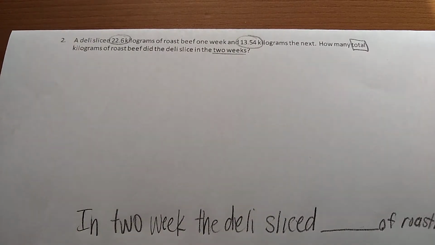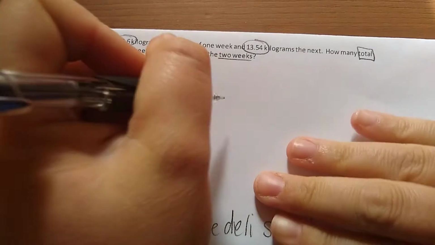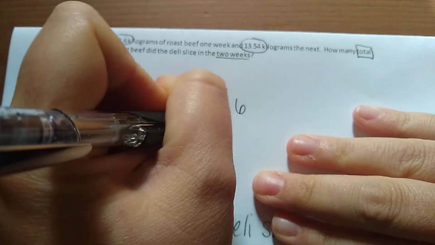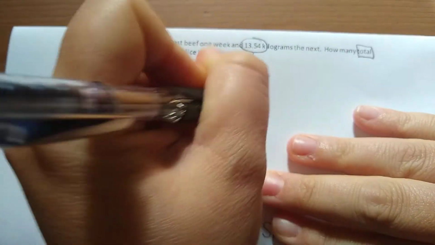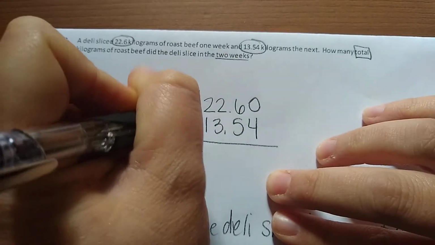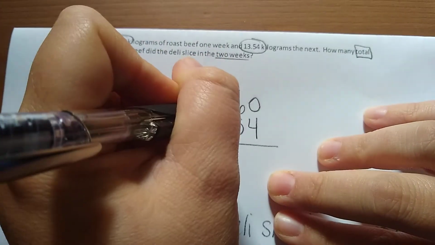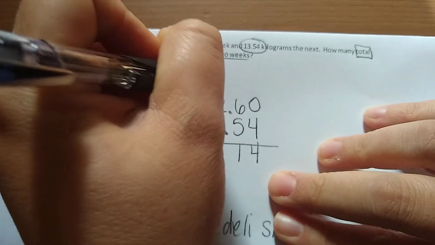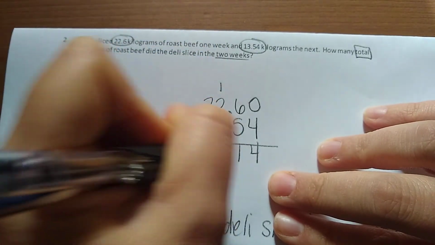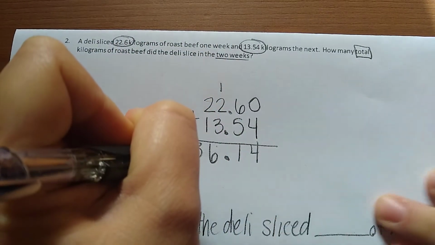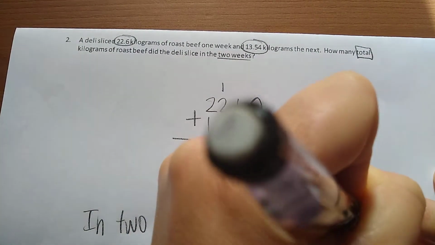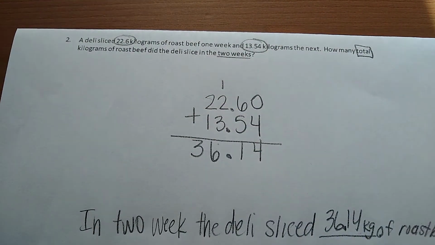So again, total means to add, subtract, multiply, or divide. Add. So let's do 22.6 and 13.54. I'm going to use a placeholder there. So I got everything lined up, decimals lined up with decimals. So 4, 1, carry, decimal, 6, 3, so it's going to be 36.14, and what do I have to put after that? Kilograms.